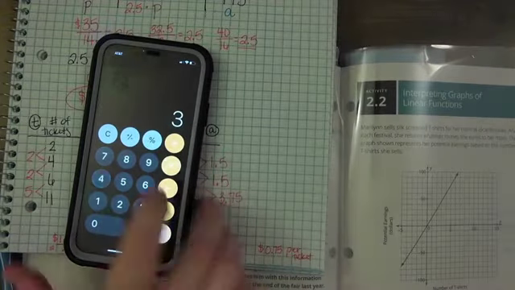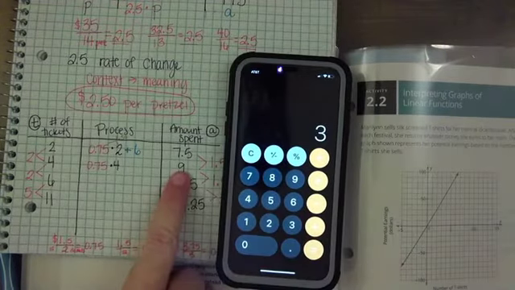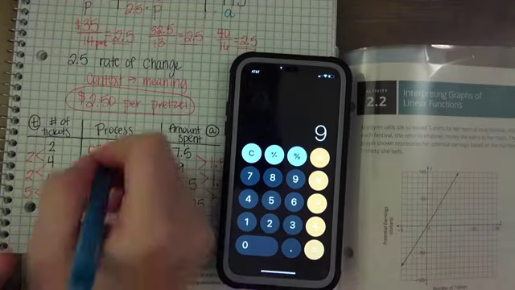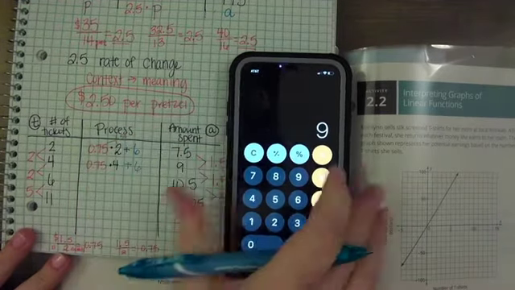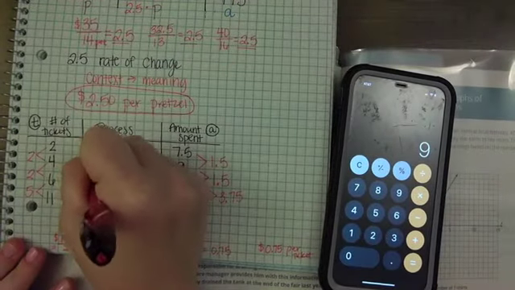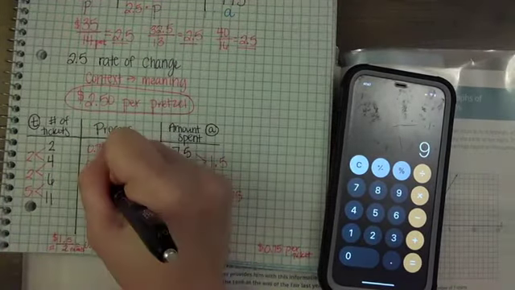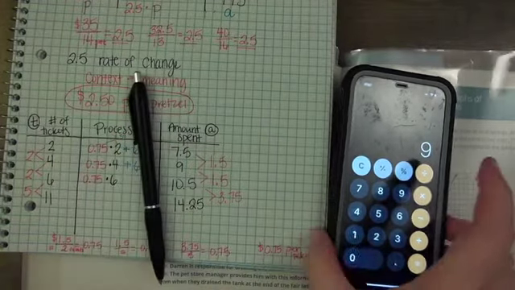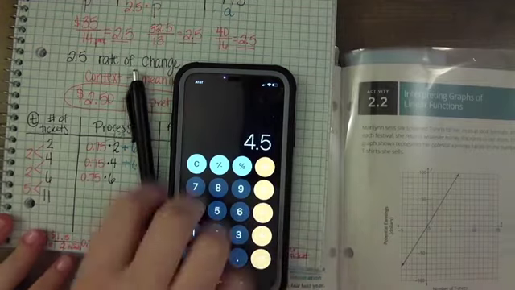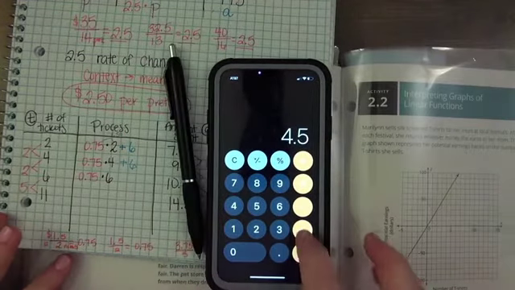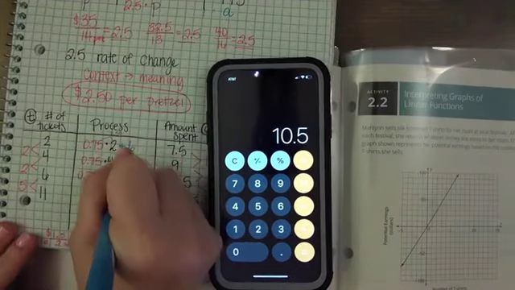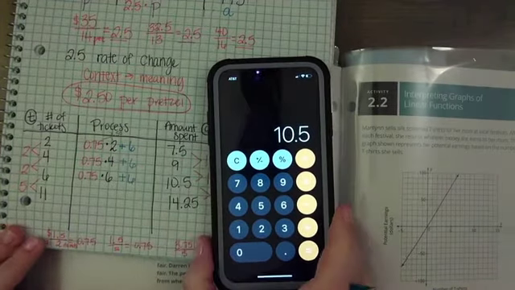0.75 times 4 is 3. What is 3 plus what gives you 9? Well, 3 plus 6 gives you 9. So that, again, would add 6. So then we're going to do 0.75 times 6. So 0.75 times 6 is 4.50, plus 6 is 10.50. So it does work each time.